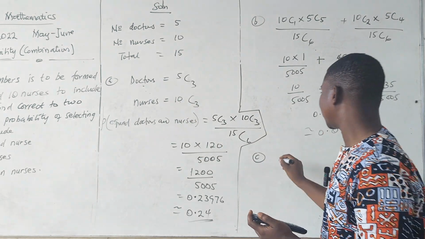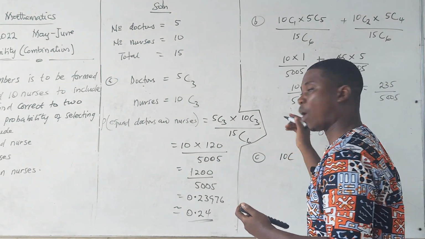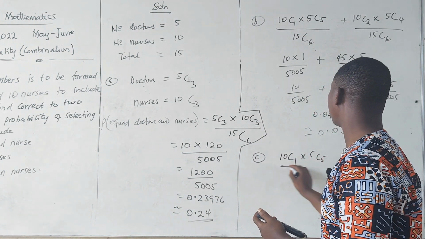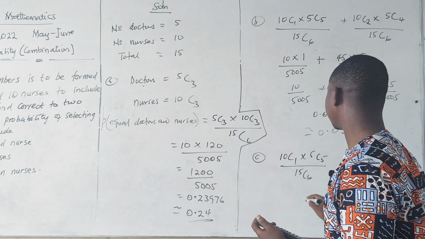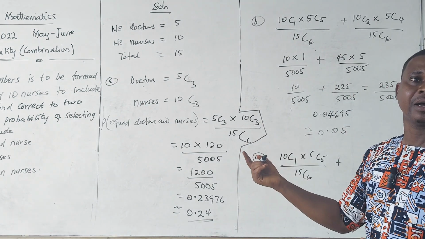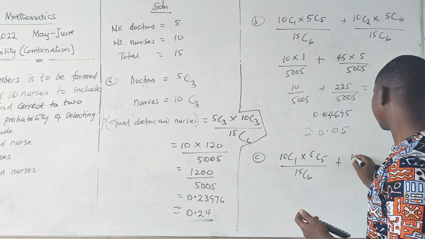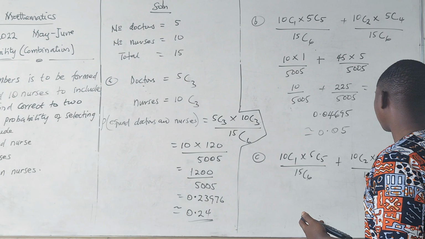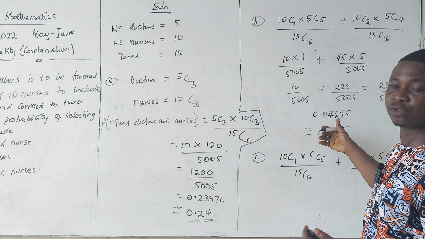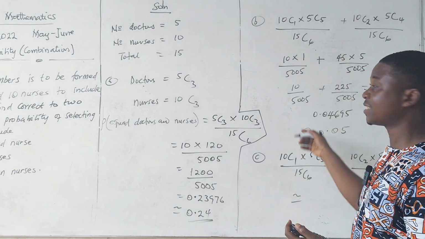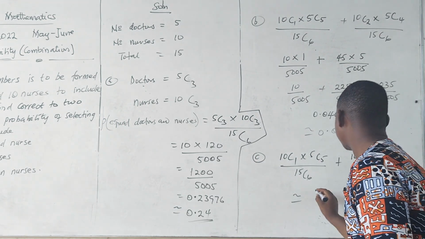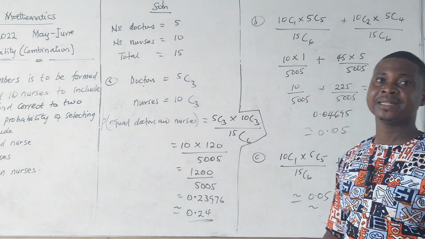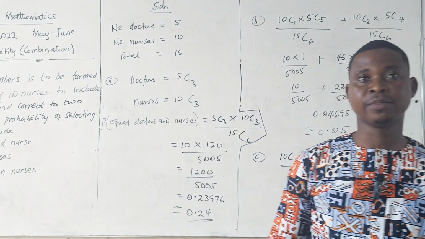So if they are more, we can have 1 nurse, which is 10 choosing 1, times 5 combination 5, over 15 combination 6, plus, either, 2 nurses, that's 10 combination 2 times 5 combination 4 over 15 combination 6. And this one is the same as B, because it follows the same process, so we are going to have the same answer, 0.05.